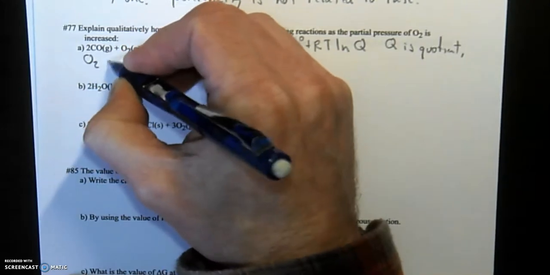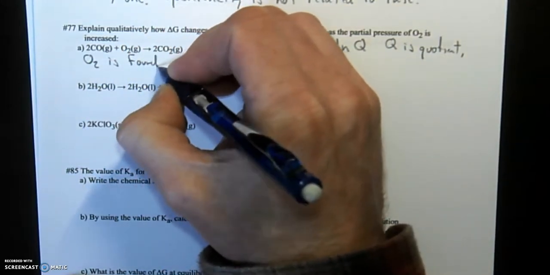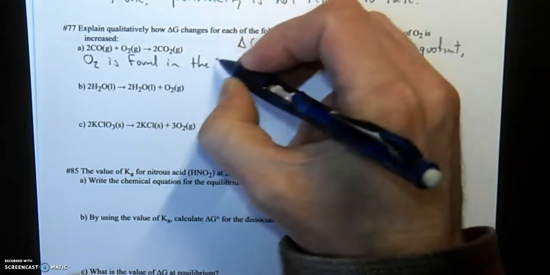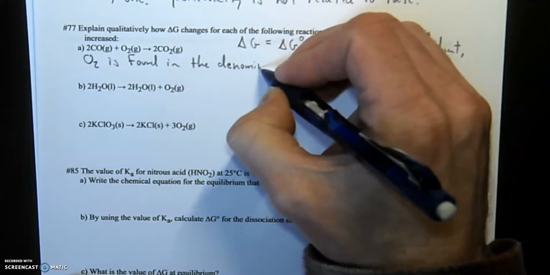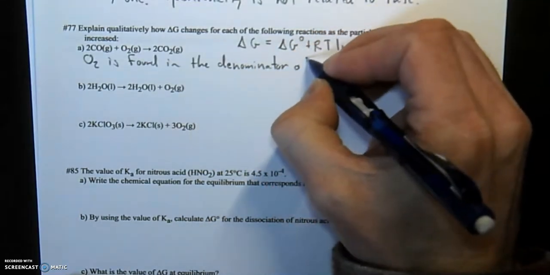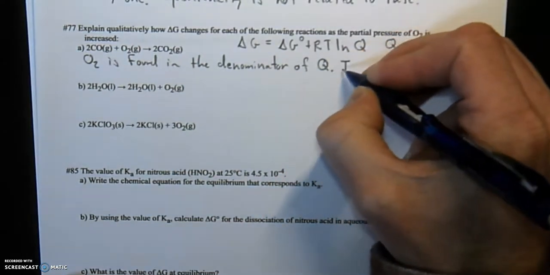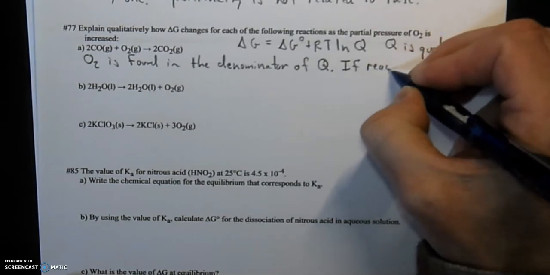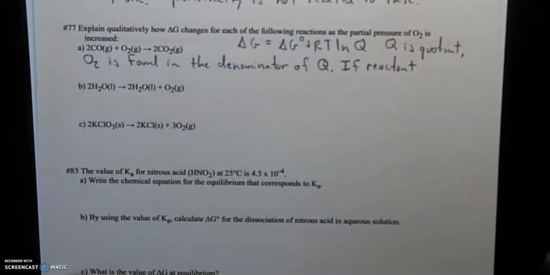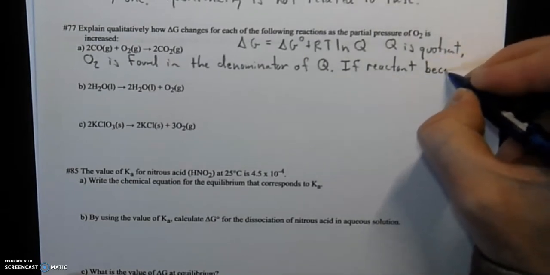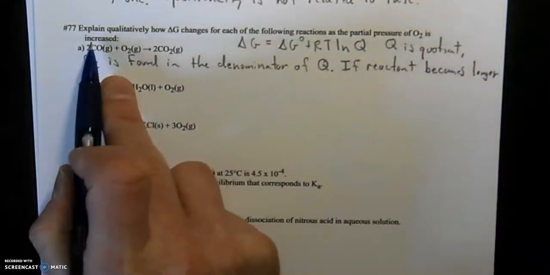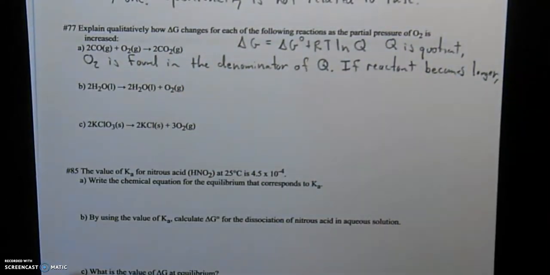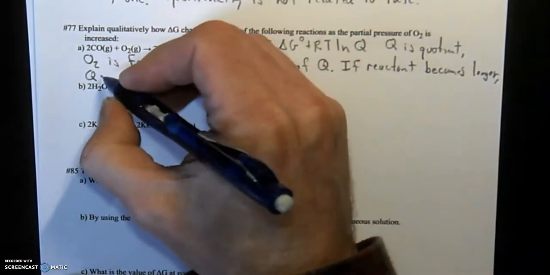If we take a look at who we have here, oxygen, O2, is found in the denominator on the left-hand side of Q. And if a reactant becomes larger, because that's what it's stating, if the oxygen is increased, if a reactant becomes larger, what does it do to Q? Well, Q becomes smaller.